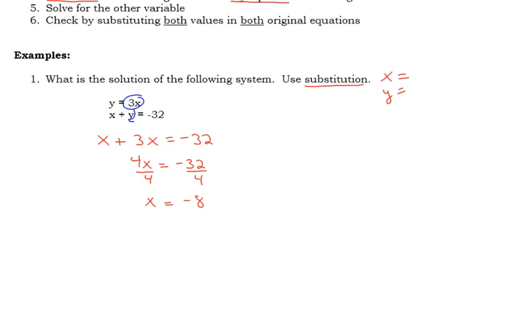You can go back to either original equation to find your y value. Usually we use the easiest one. In this case, it would be the first equation. I start with y equals 3x. And now that I know that x is negative 8, I substitute the negative 8 in for x. That means that y is equal to negative 24. So the ordered pair where these two lines intersect is the point negative 8, negative 24. You have to make sure you write your answer as an ordered pair, otherwise points are going to come off.